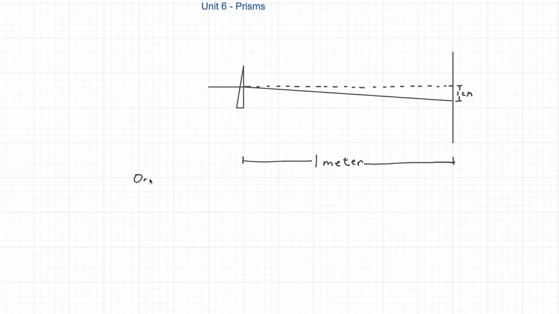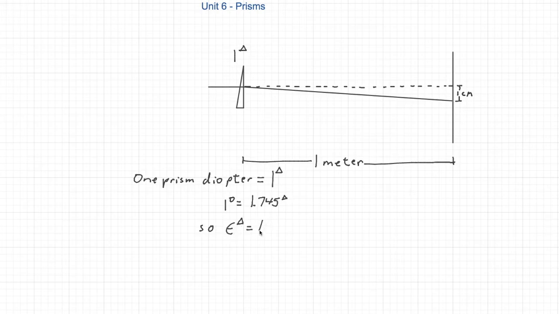So in that set of circumstances, we say that this prism has a power of 1 prism diopter. 1 prism diopter shifts the ray of light 1 centimeter on a screen 1 meter away. So a 2 prism diopter prism would shift the light 2 centimeters, and so on. The conversion factor between degrees and prism diopters is 1 degree equals 1.745 prism diopters. So if you want epsilon in prism diopters, it would equal 1.745 times n minus 1 times beta in degrees.